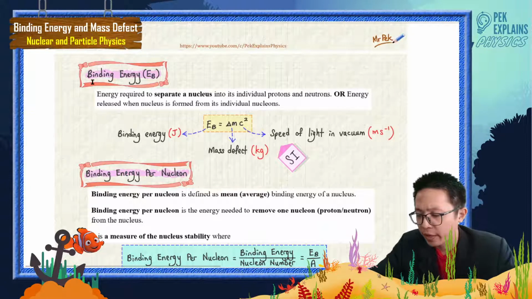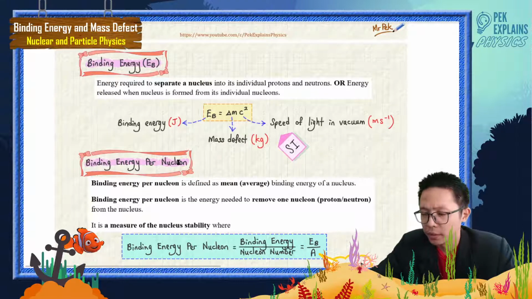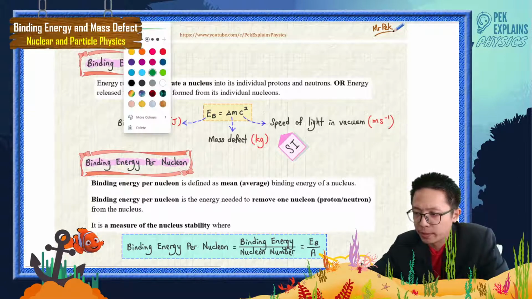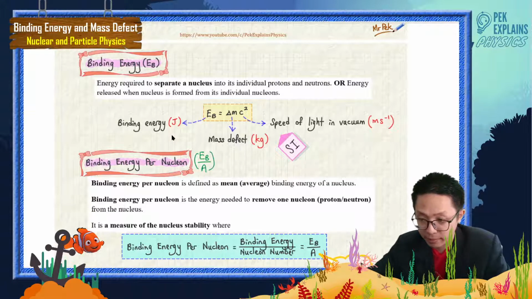Here we have binding energy and binding energy per nucleon. What's the difference between binding energy and binding energy per nucleon? We know that binding energy has the symbol EB. But for binding energy per nucleon, it is EB divided by the nucleon number or the mass number.